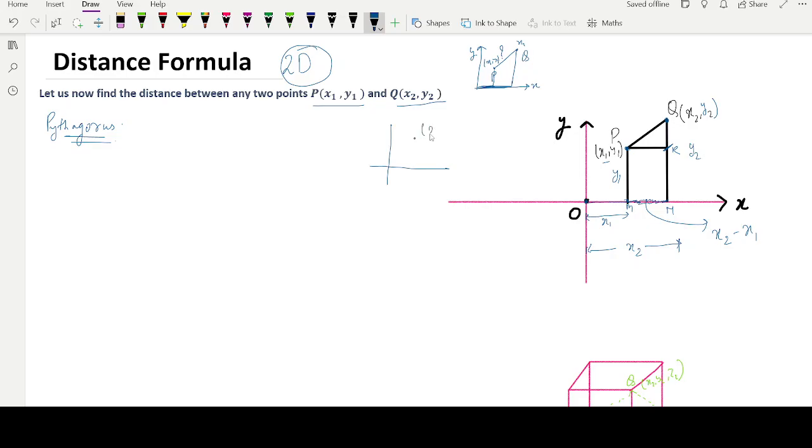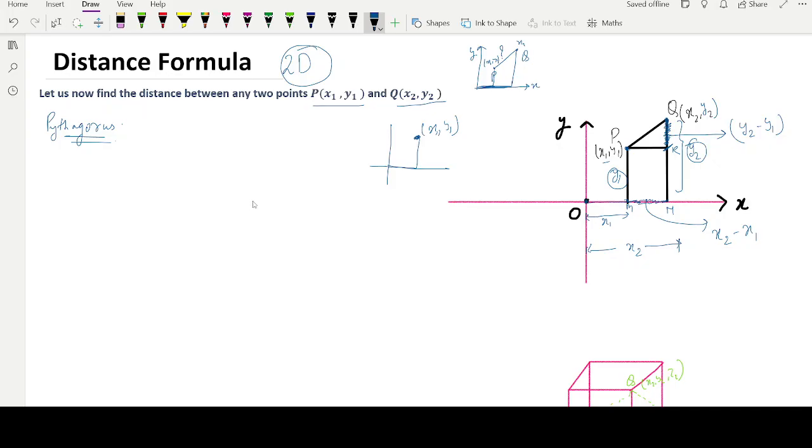If this point is (x1, y1), then we have to travel x distance here and y distance here to reach it. So this distance is y1 and this distance is y2. Now we have to find QR. It's also simple. QR is the difference between y2 and y1. This whole is y2, and this is y1, so this is y2 minus y1.